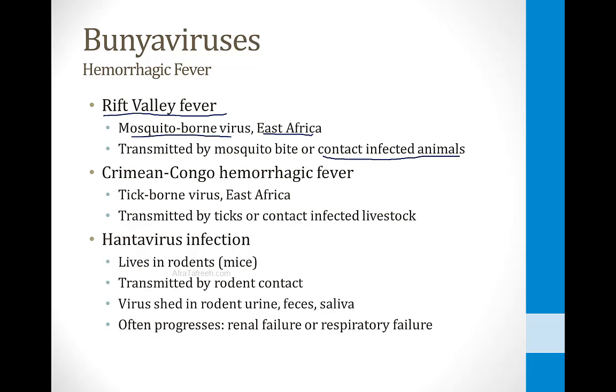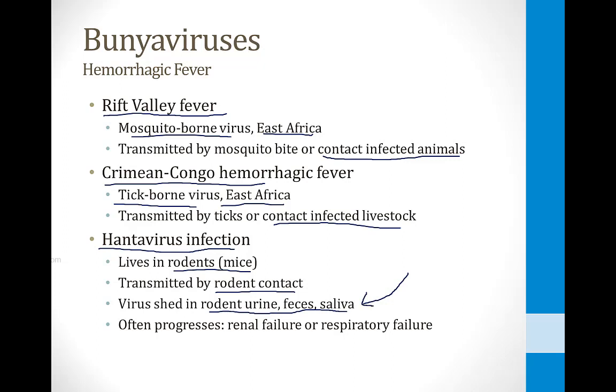Another bunyavirus that causes hemorrhagic fever is called the Crimean Congo hemorrhagic fever virus. You also find this in East Africa, but you get this from the bite of a tick. You can also get it from coming into contact with livestock that have been infected by ticks. And then finally, hantavirus also occurs in Africa and places outside the United States. This virus lives in rodents like mice, and you get it from coming into contact with an infected rodent. Also, the virus is shed in the rodent's urine and feces and saliva, so if you consume food or water that's contaminated by rodents, you can get this infection. And hantavirus infection often progresses to have renal failure or respiratory failure.